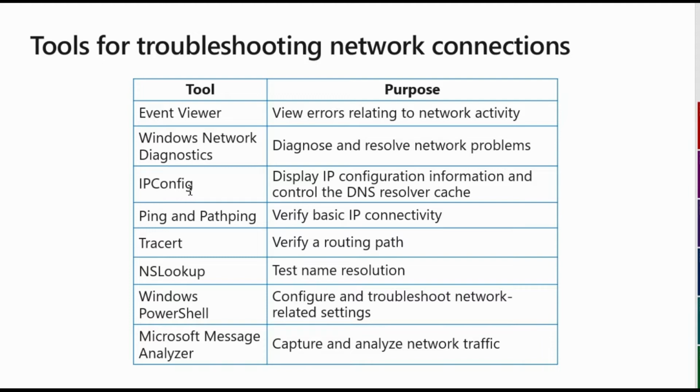ipconfig, today we have used to check the IP address information. Ping and pathping. Ping is used to check the network connectivity, and pathping is similar, the same kind of thing as used on MacBook or Linux machines. Tracert, with that we verify a routing path. NSLOOKUP tests the name resolution. Name server lookup, like what is your DNS server's IP address, or where are your DNS servers located in your network, it can find out that information.